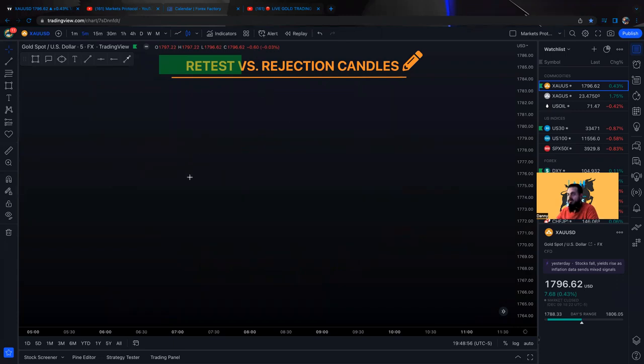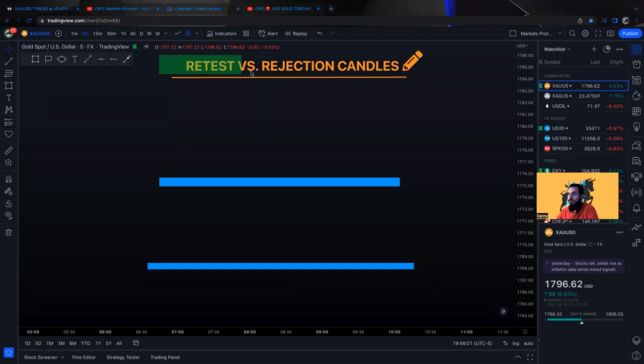Let's just say you have a resistance and you have a support. Price is consolidating between support and resistance until we have what? A breakout. Let's just limit this. Perfect. Let's just say we have a breakout. Candle close above.